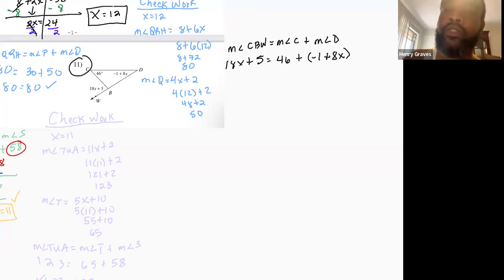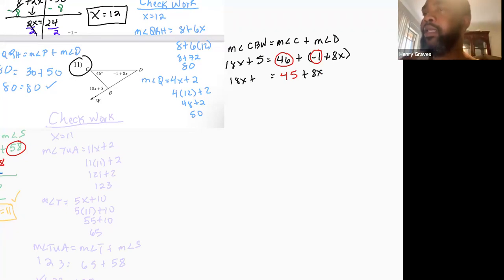So we'll combine like terms first. 46 minus 1, right, is 45. Then we have the 8x, which we have not messed with yet, right? 18x plus 5. I'm going to subtract 5 on both sides. Goes away. Bring down the 18x and the 8x. 45 minus 5 is 40.